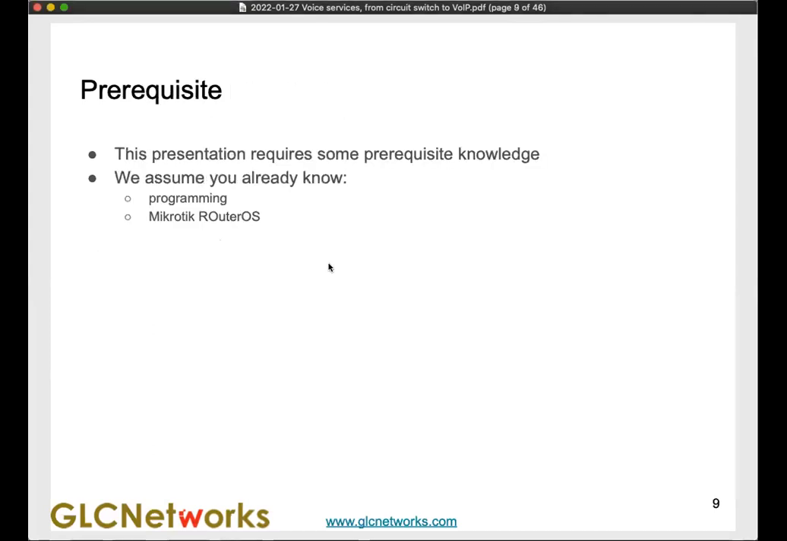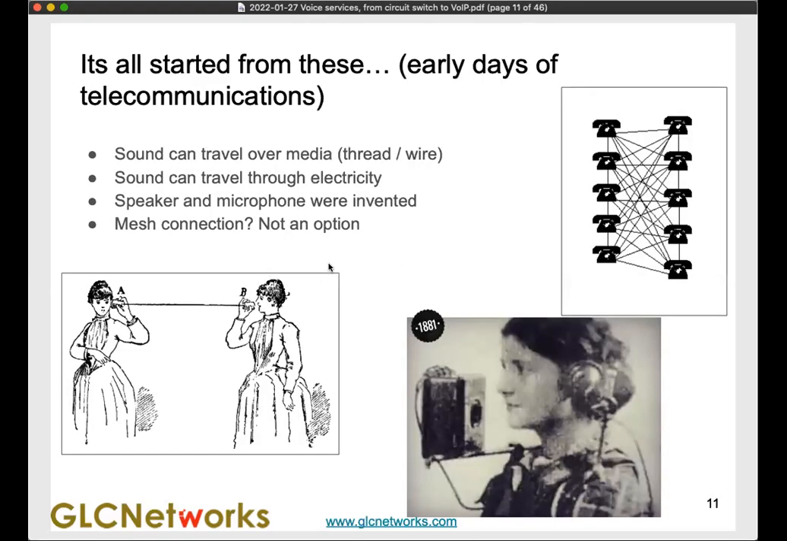Prerequisite: at least you know some idea about routing and telecommunication, how the call flow is done.